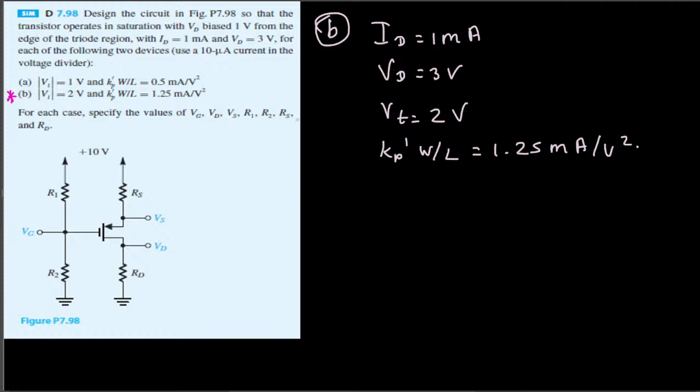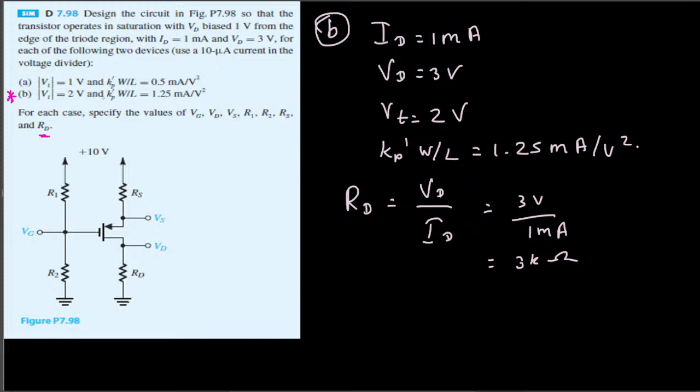The one that is straightforward is RD, because we have ID and VD available. V is equal to I times R, so R is going to be V over I, VD divided by ID. We already know VD is 3 volts, and ID is 1 milliampere, so this becomes 3 kilo ohm. Okay, so we have done this part.